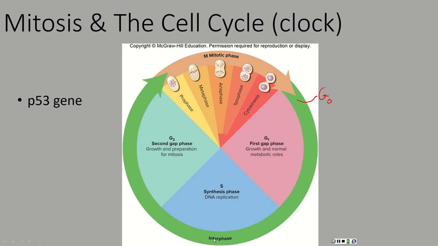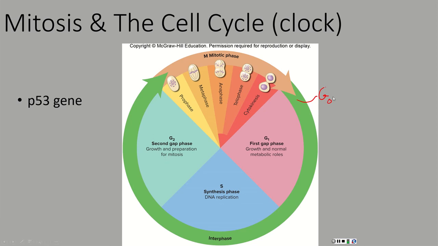Once we have done that, we need to grow a little bit more. We go into something called G2 or growth 2. Really, it's gap 2. We're going to grow a little bit more. We're going to duplicate all of our other organelles, because if we're going to make 2 cells, we have to have 2 of everything. Down here in the S phase, we duplicated our DNA. In G2, we're going to duplicate everything else.